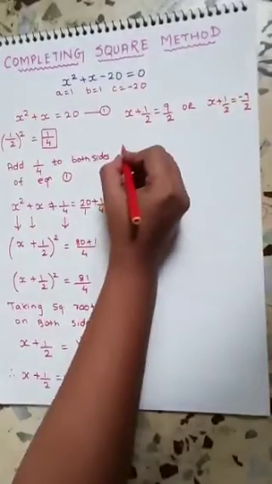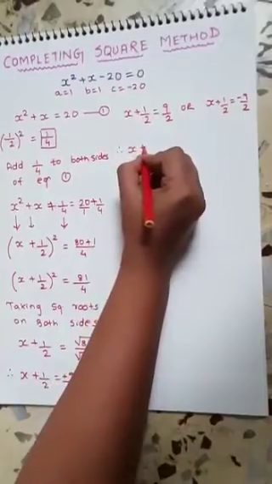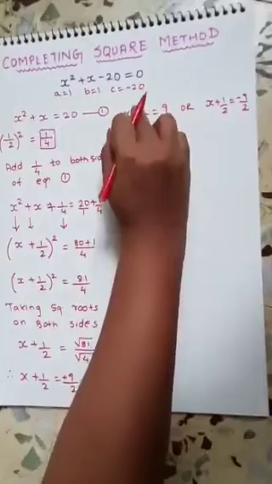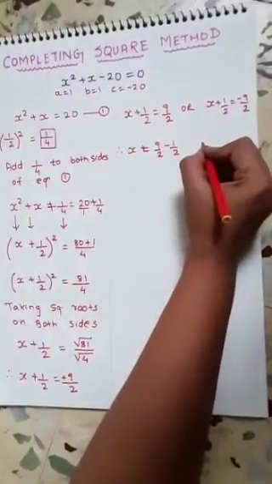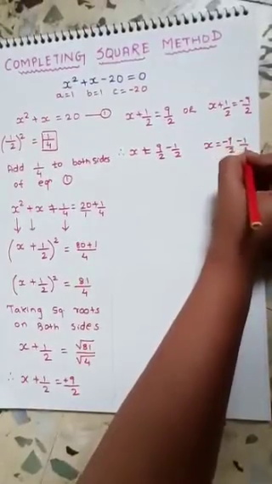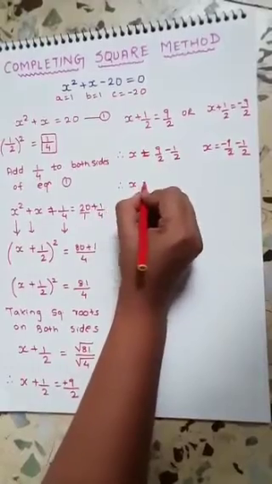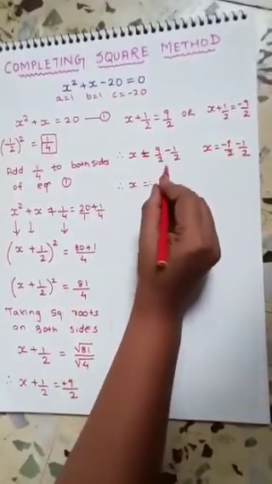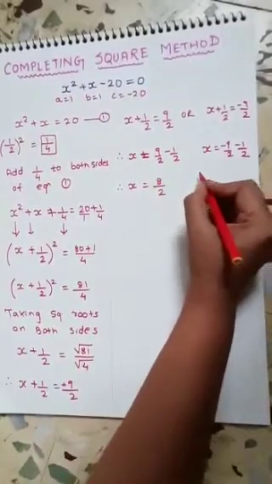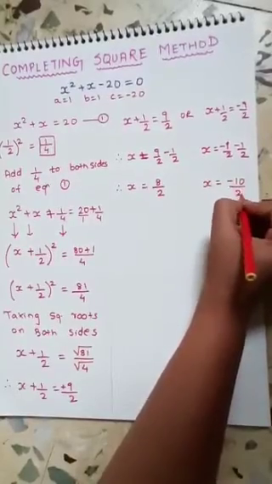Therefore, next step: x is equal to 9 upon 2 minus 1 upon 2. Shift that positive 1 upon 2 to the right side, and here it's going to be x is equal to negative 9 upon 2 minus 1 upon 2. Therefore x is equal to, okay, the denominators are same, so just directly add or subtract. So it's going to be 8 upon 2, or x is equal to minus 10 upon 2.